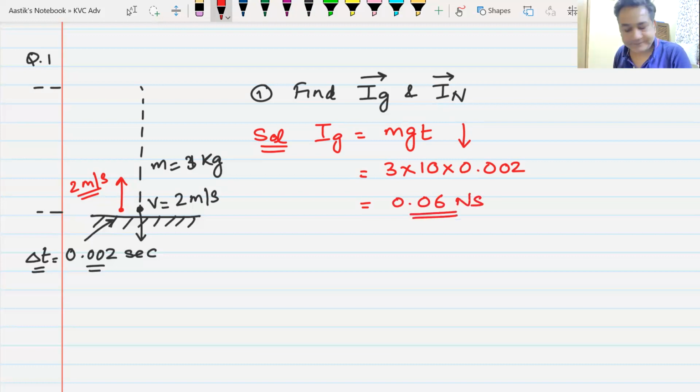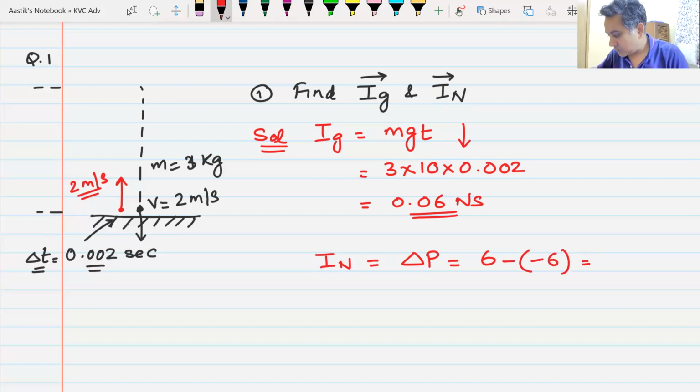Do we understand this? Yes, sir. Now let me find out the impulse due to the normal reaction. This momentum is not changing because of gravity. It is changing because of the impulse. Yes or no? Yes, sir. So how do I find it? I find it by the change in momentum. Now, how do I find the change in momentum? Initial momentum, final momentum is upwards. I call it positive. Yes or no? Yes, sir. 3 into 6 positive minus 3 into 6 negative. Yes or no? Yes, sir. How much is that coming? That is coming 12 Newton second.